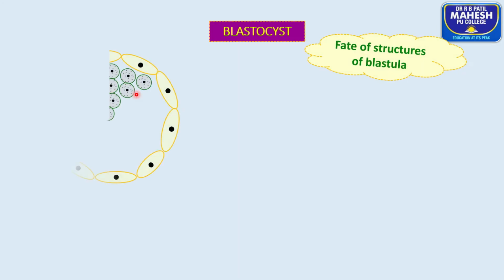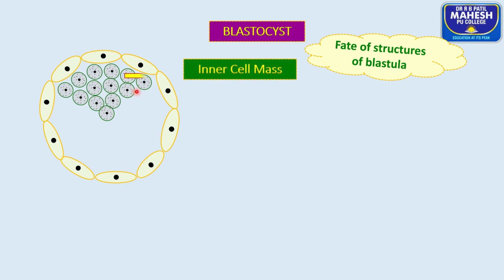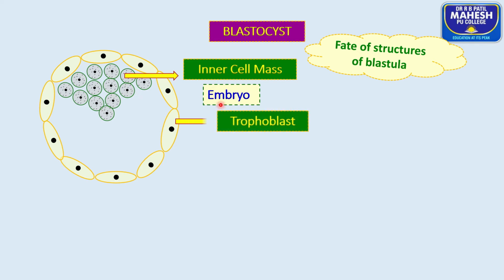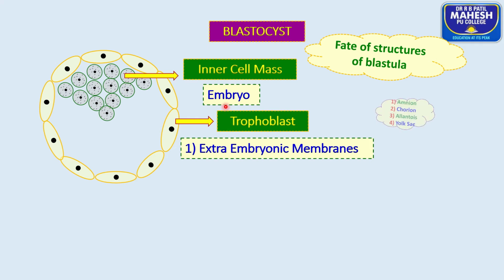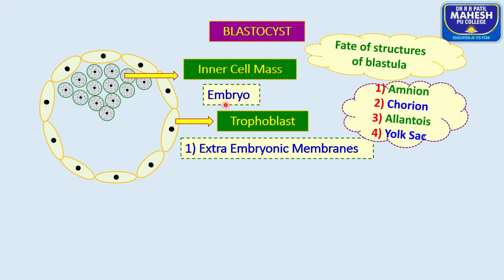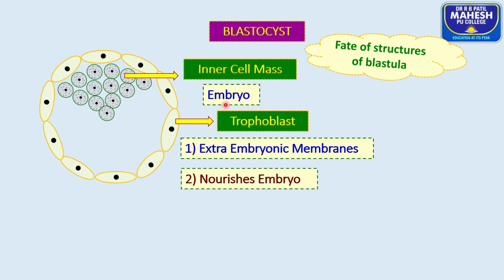Next, the fate of the structure of blastula. I told you the blastocyst is made up of two types of cells: the inner cell mass, which in future develops into the embryo, and the trophoblast cells. The trophoblast helps in implantation, and from the trophoblast cells the four extra embryonic membranes are formed: amnion, chorion, allantois, and yolk sac. Trophoblast cells nourish the embryo and help in implantation.